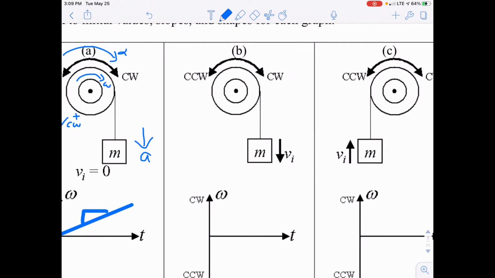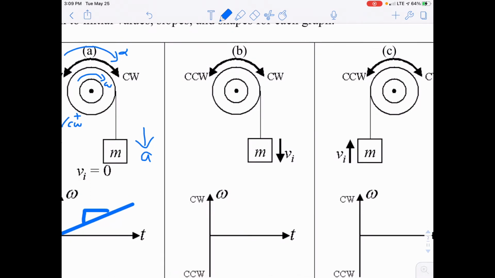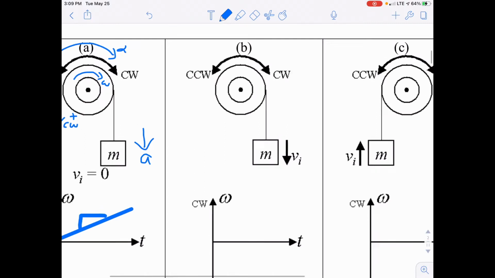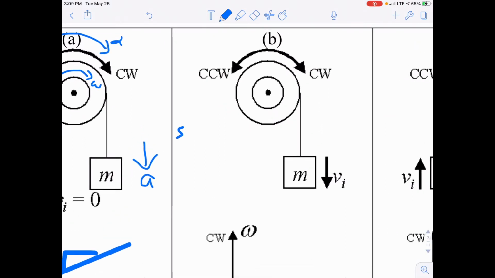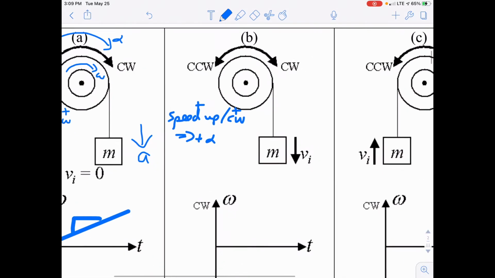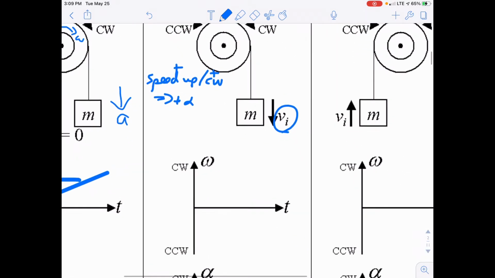In situation B, well, it's the same as A, but we're given a push to this. We're given an initial velocity going down. So your situation is going to be very similar. You're going to be speeding up in the clockwise direction. So speeding up positive, clockwise positive, that corresponds to positive alpha again, but this time you're starting with an initial velocity.